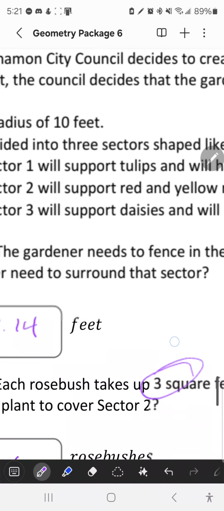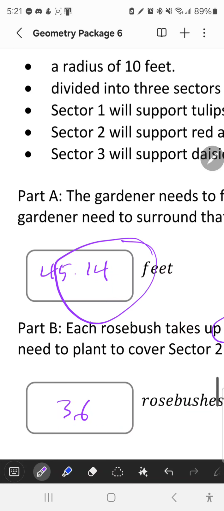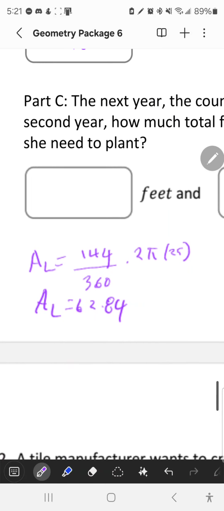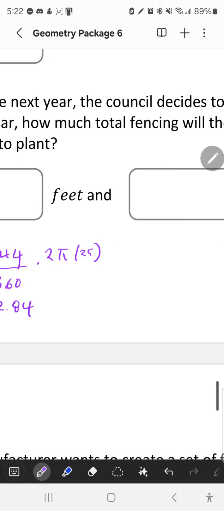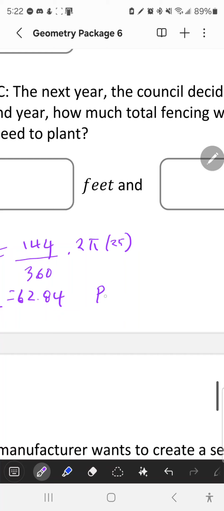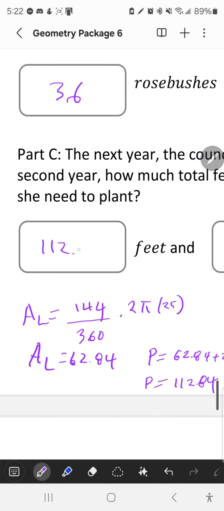And just keeping the same values we used here. So 62.84. Now we have the radius, and the radius will be 25 and 25. So the perimeter will be 62.84 plus 25 plus 25, and that will be equal to 112.84. So that's our answer.